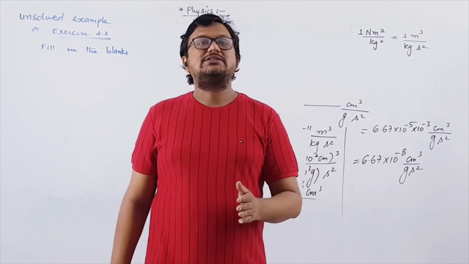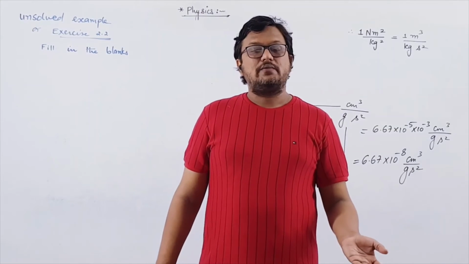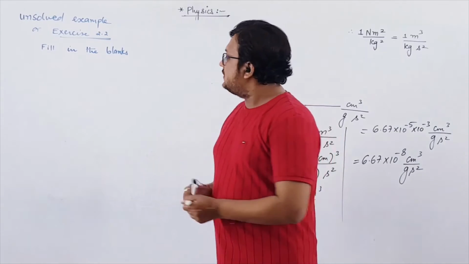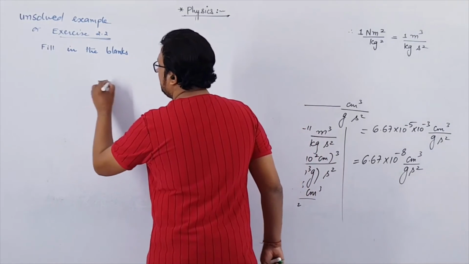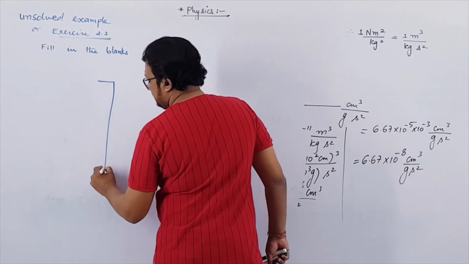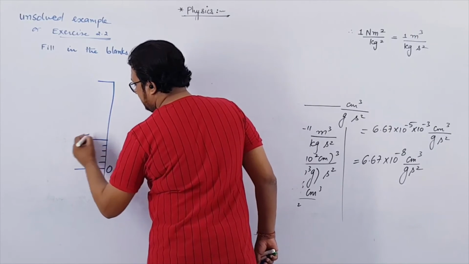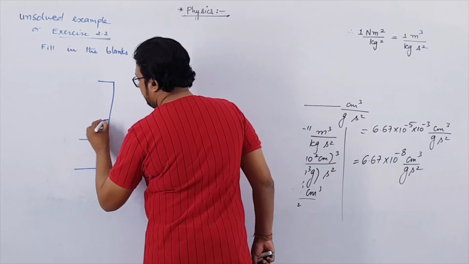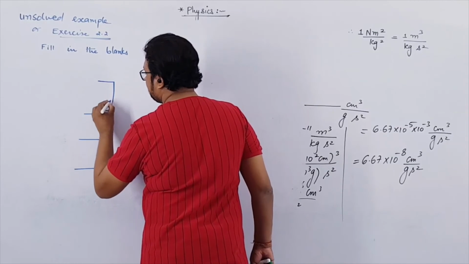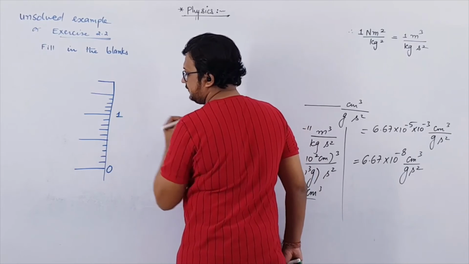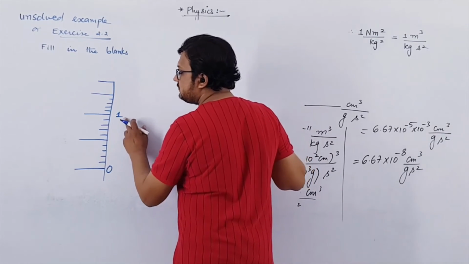Now the minimum measurement that the scale can measure will be 0.1 centimeter, which you can say is 1 mm. Suppose I draw a scale over here, let us say this is 0, then you have 1, 2, 3, 4, 5, 1, 2, 3, 4, 5, and so on. So this is 0 and this is 1. If you check, this will be 0 and this will be 1.